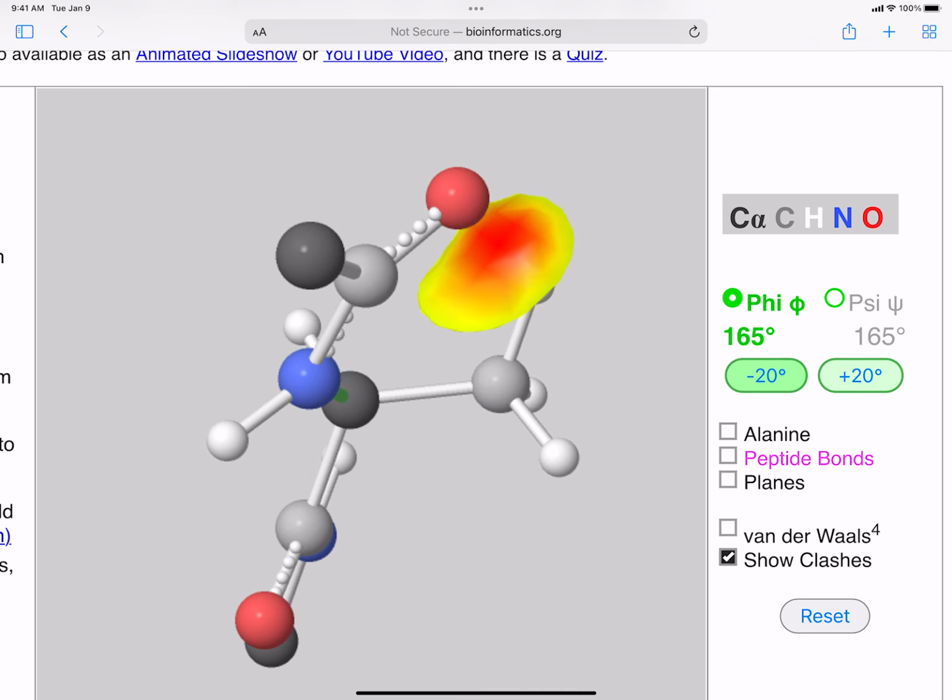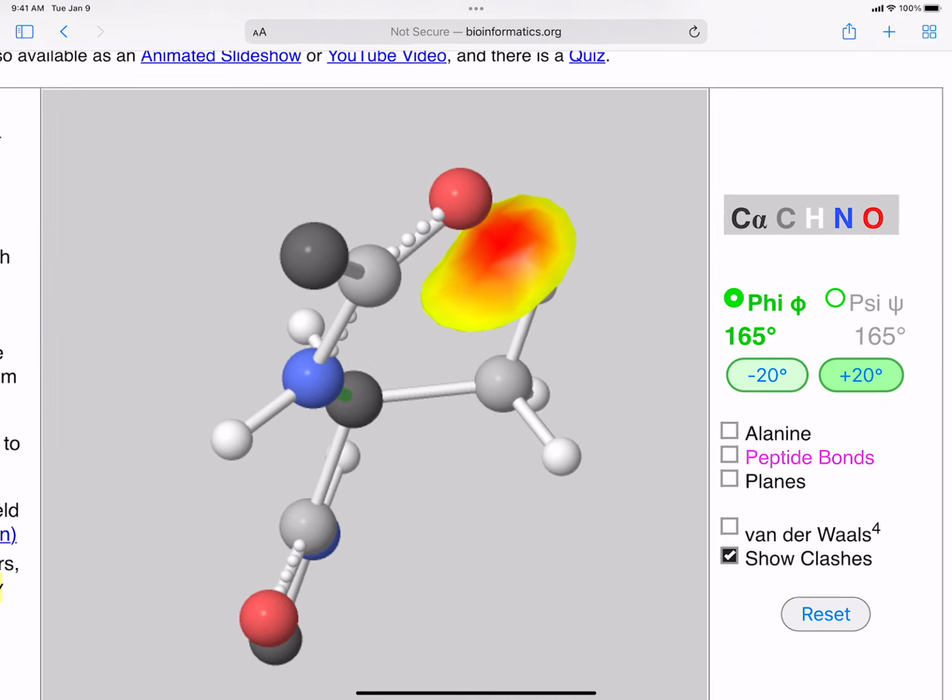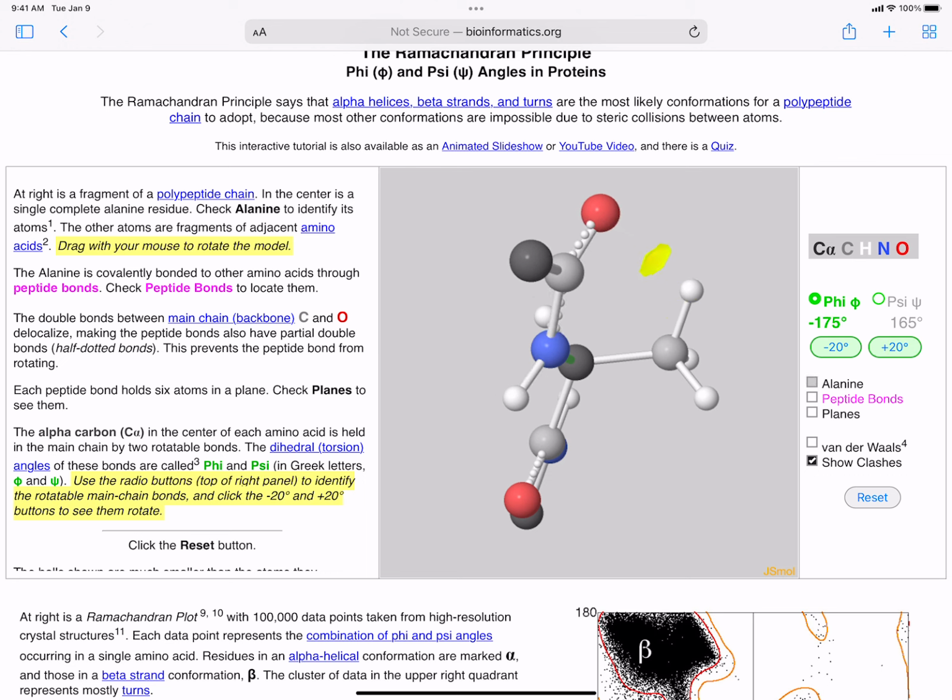Now, fortunately, you don't need to worry about all the possible iterations of phi values. You just need to understand the idea that some phi values are going to be better than others. And having a phi value that avoids steric clashes is one of the main ways that amino acids adopt their shapes.